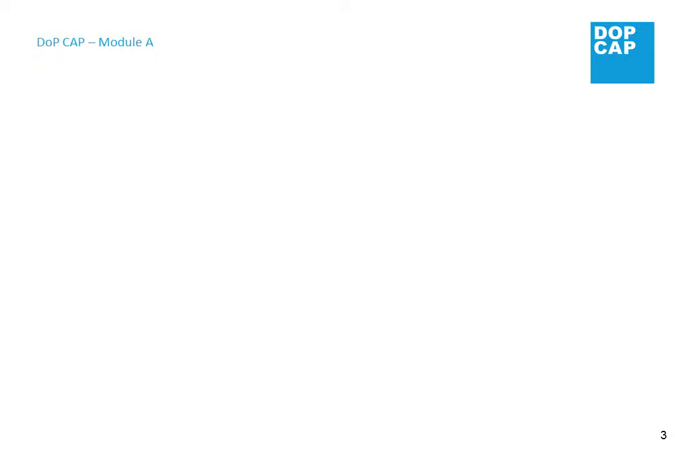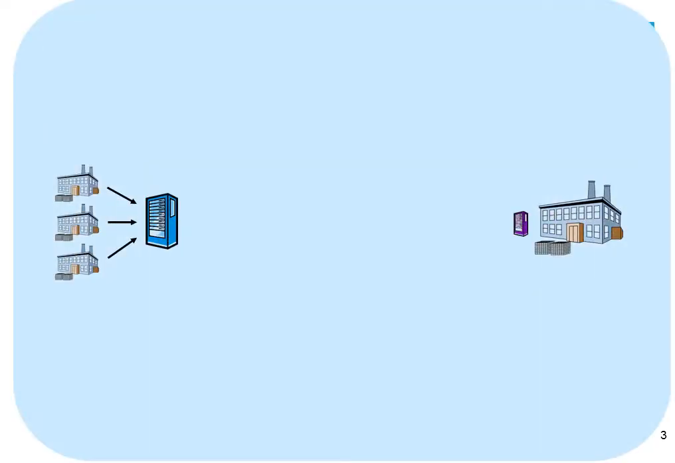Let's start with Module A, the simplest module. The general assumption for Module A is that either the manufacturer already has CE markings or declarations of conformity in different languages, which he will use and transform into DoPs, or that for whatever reasons he wants to create the DoPs himself using his own templates, etc.